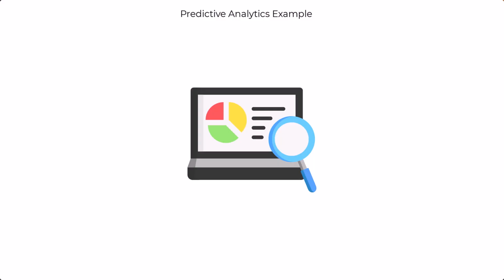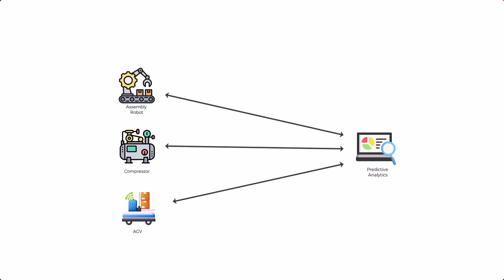Let's explore some examples to illustrate this point. Imagine you have a predictive analytics application that is directly connected to assets such as an assembly robot, a compressor, and an automated guided vehicle on the factory floor. Using HTTP's request-response model, the application needs to continuously send message requests at a specified frequency, say every second, to achieve near real-time reporting of events and up-to-date status of the assets. Now, if you have 1,000 such devices, you would be sending requests 1,000 times every second.